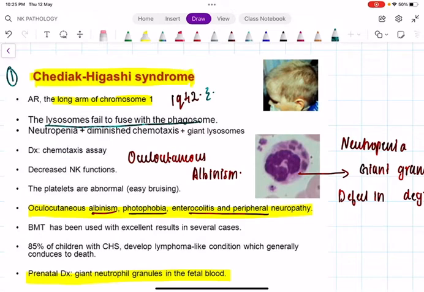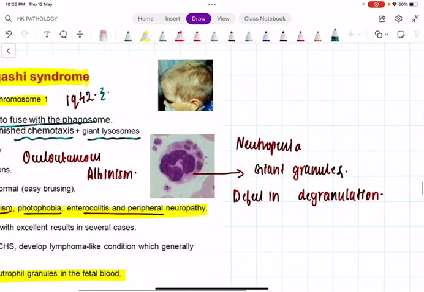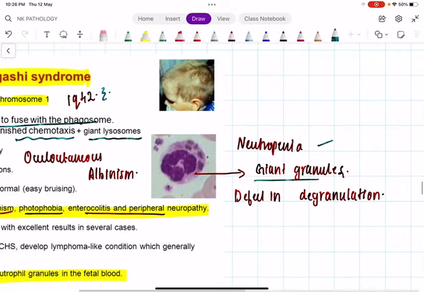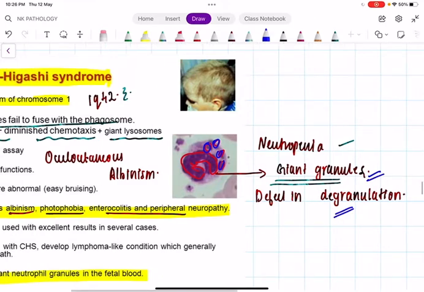So what will be happening? There will be neutropenia, diminished chemotaxis, and giant lysosomes. You can see neutropenia, and in neutrophils you can see giant granules. I'm highlighting the granules with red color. Now what I am drawing is the neutrophil lobe, in violet color. This violet color, these are the giant granules. Neutropenia, it's not neutrophilia, neutropenia occurs.